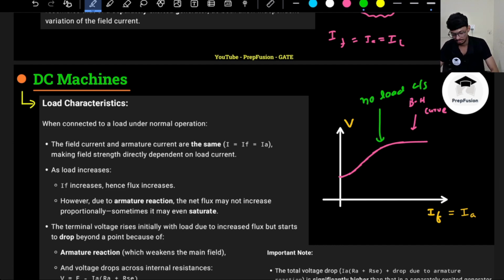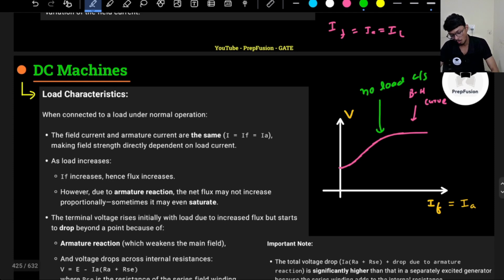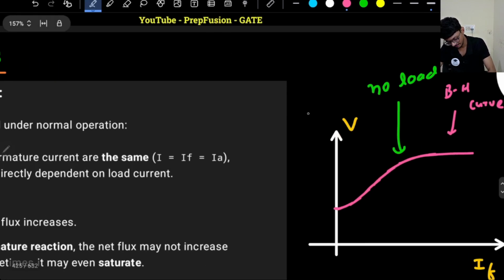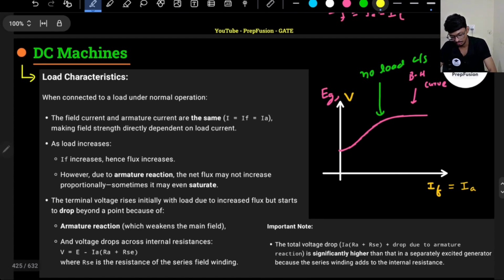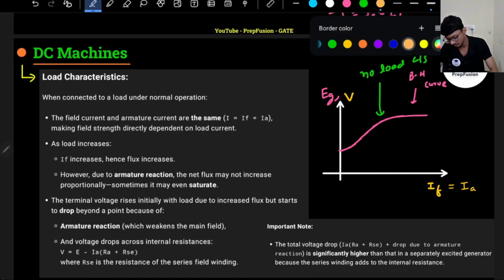Now, what about the load characteristics? This is also known as the external characteristics. I have not considered any drop so far. If this is with respect to EG and IF, then it was the no load characteristics. Let me mark it, this is EG. Now if I consider V, the terminal voltage, what is the terminal voltage equal to?